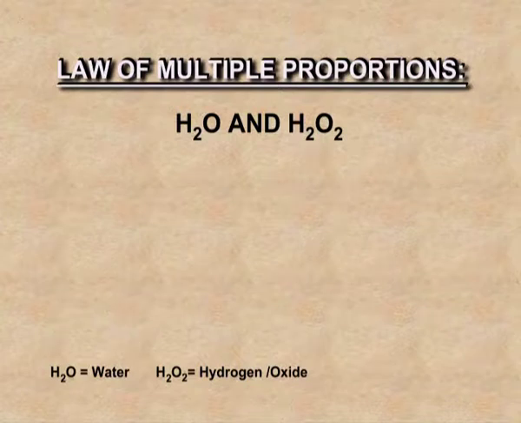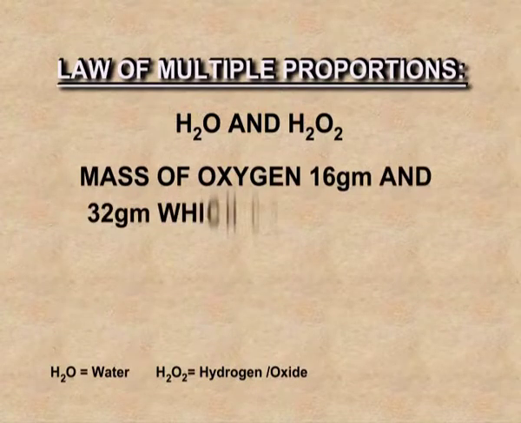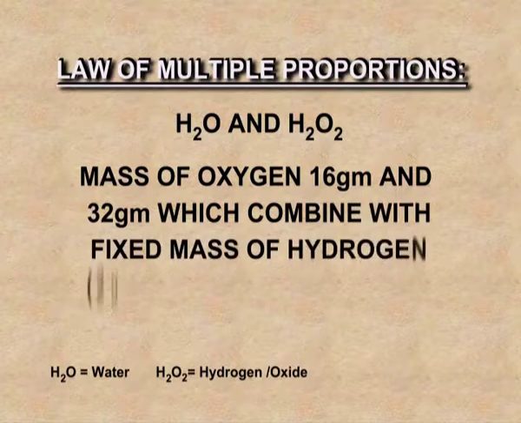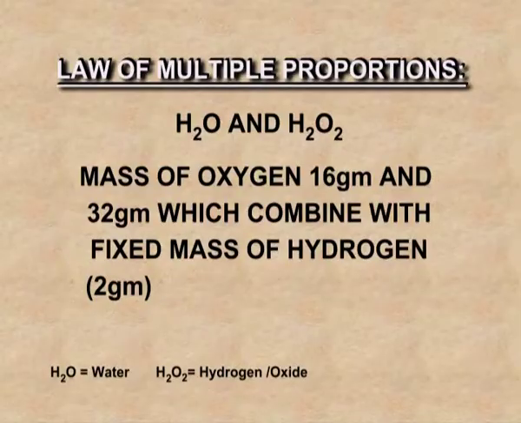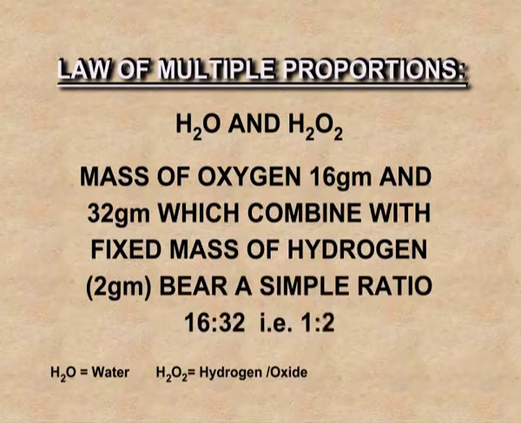In H2O, 2 grams of hydrogen combine with 16 grams of oxygen. In hydrogen peroxide, 2 grams of hydrogen combine with 32 grams of oxygen. Now, the mass of the hydrogen is fixed. Now, let's compare the ratio of oxygen in the two compounds. In water, oxygen is 16 grams. In hydrogen peroxide, oxygen is 32 grams. 16 is to 32, the simple ratio 1:2.